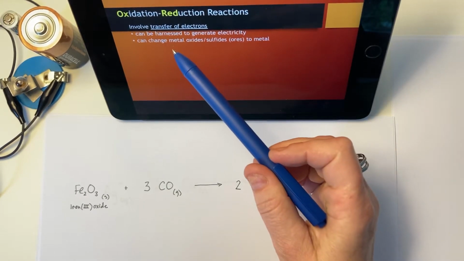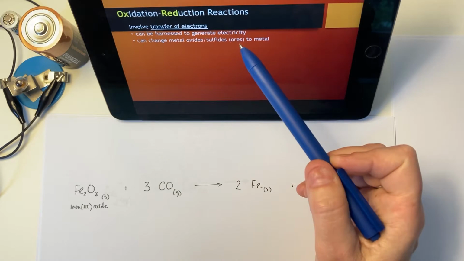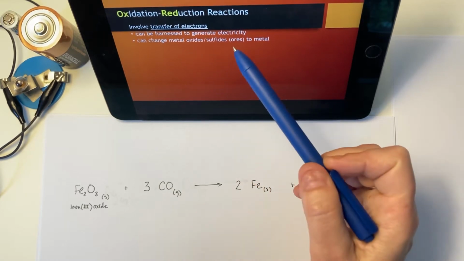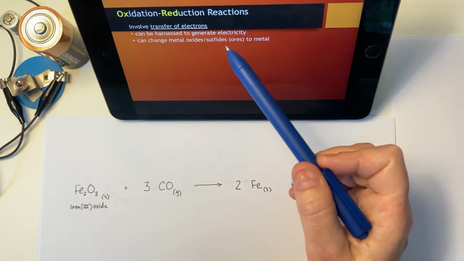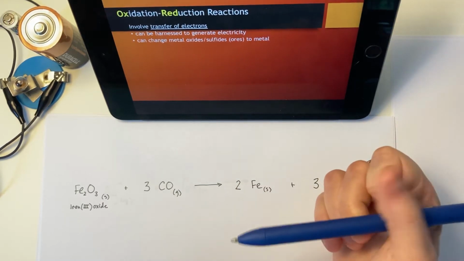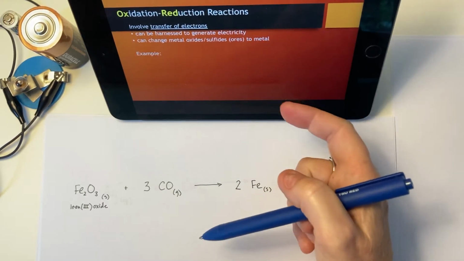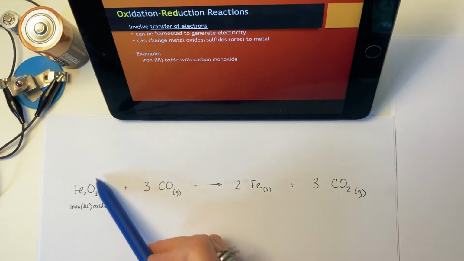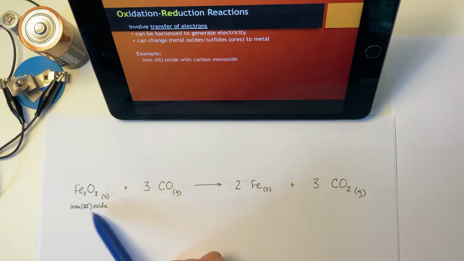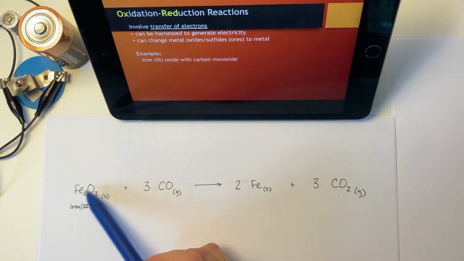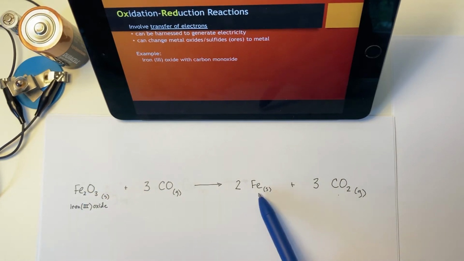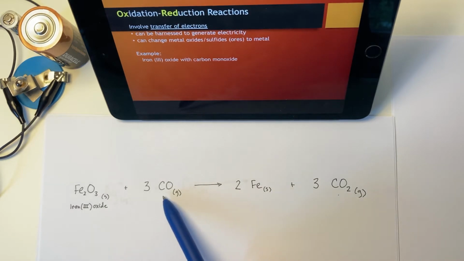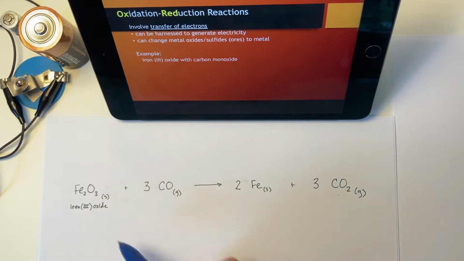We mine our planet to find ores, iron ores, or other metal ores, and then we like to use that metal, so we have to get rid of the coatings, the oxide and sulfide coatings. And so this happens through oxidation and reduction. So we think about iron oxide, which is just a common type of iron ore, iron 3 oxide. We could eliminate this oxygen coating, this oxide coating, and get bare iron metal if we react it with some carbon monoxide.